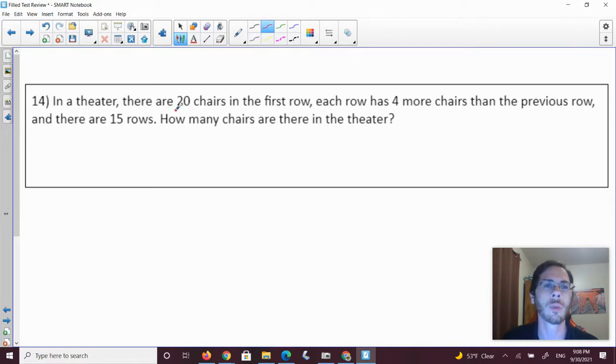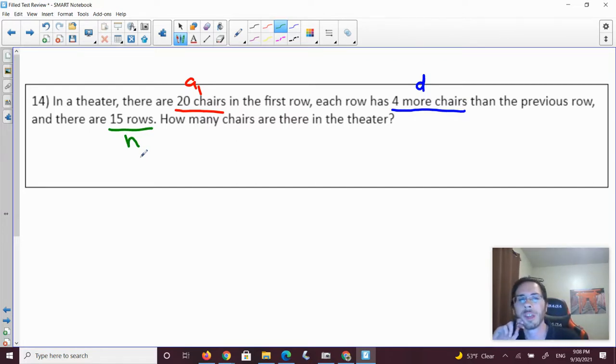So we know that there's 20 chairs in the first row. So this is our A sub 1. We know we get 4 more chairs in each row. So 4 more, that's a rate. So that's going to be d. It's like the slope. And we know we have 15 rows. So they actually give us n in this case. So the missing piece of this one is actually going to be A sub n. Well, our good friend doesn't need A sub n, right?